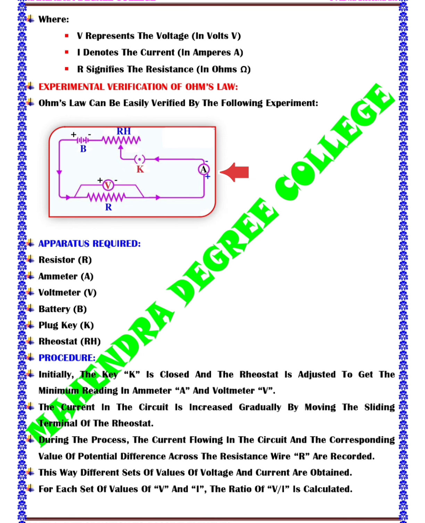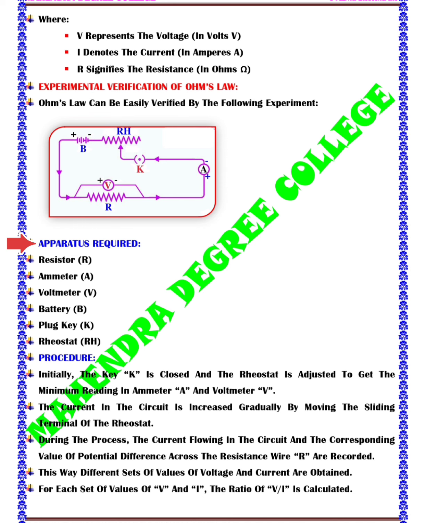It states that the current flowing through a conductor between 2 points is directly proportional to the voltage across the 2 points and inversely proportional to the resistance. The formula for Ohm's law is V equals IR, where V equals voltage measured in volts, I equals current measured in amperes, R equals resistance measured in ohms.